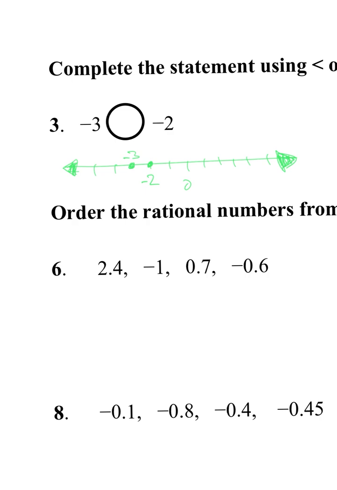So which one of these is larger? Which one of these is closest to 0? That would be negative 2. If I was to complete this comparison statement, negative 3 is less than, or farther to the left than, negative 2. So negative 3 is less than negative 2. Okay, on to number 4.